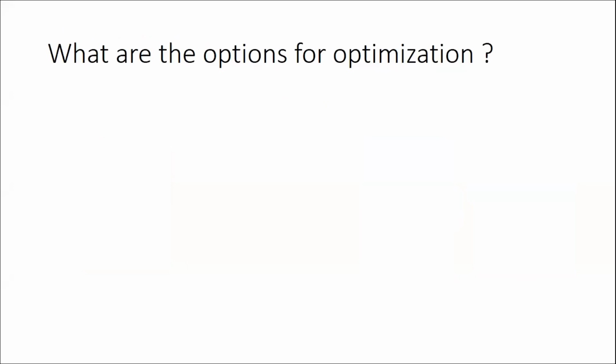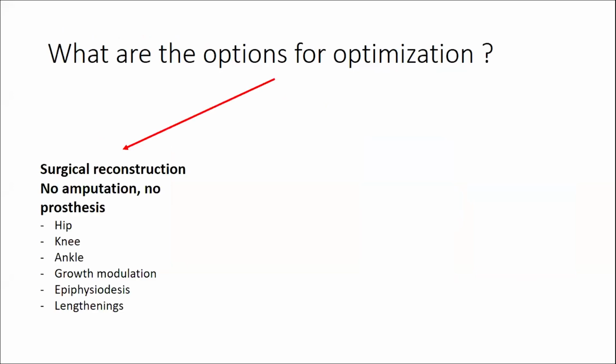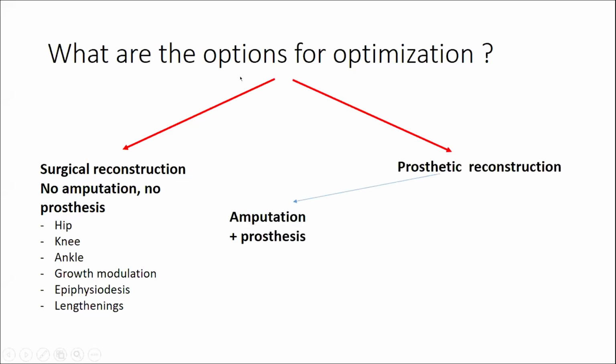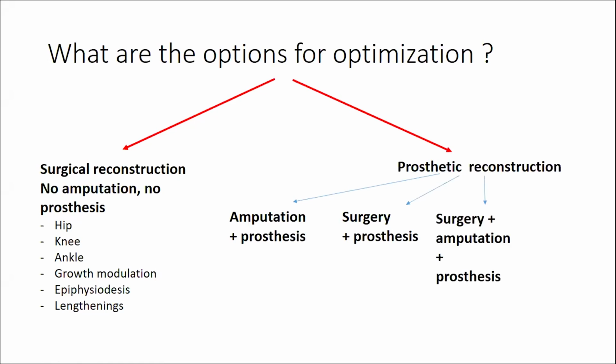First thing, what are the options that we have available for optimization of the limb difference? Essentially, it falls into two big subgroups, either surgical reconstruction or prosthetic reconstruction. The surgical reconstruction, there is no amputation, no prosthesis. Multiple surgeries can be performed at the hip, knee, ankle, growth modulation if it is indicated, multiple lengthening. So all involve surgical reconstruction. Prosthetic reconstruction can fall under really four subgroups: amputation and then prosthetic application, surgery and prosthesis, surgery and amputation and prosthesis, or simply we have some patients or some conditions where only prosthetic treatment is an option.